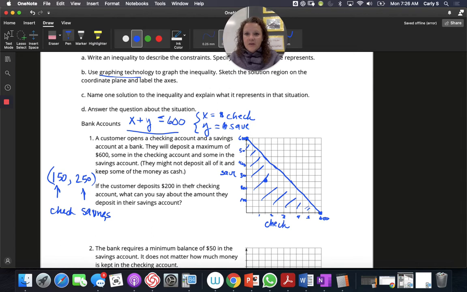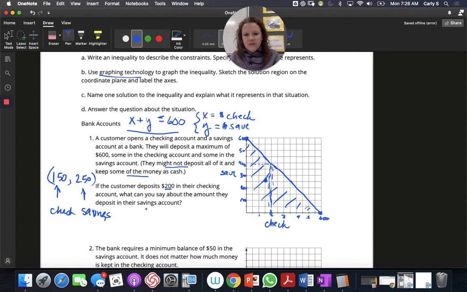And then answer the question. If the customer deposits $200 in their checking account, anywhere on that dashed line, what can you say about the amount they deposit in their savings account? It says they might not deposit all of it and keep some money as cash. So if they deposit $200 in their checking account, they can have anywhere from $100 to $400 in their savings account.